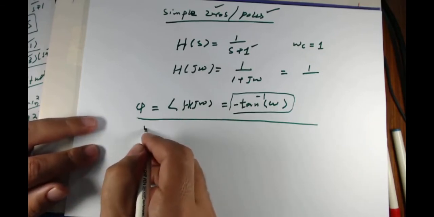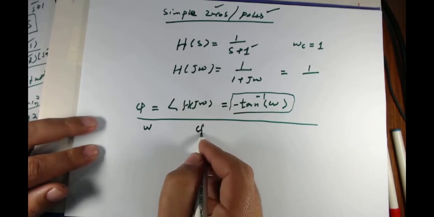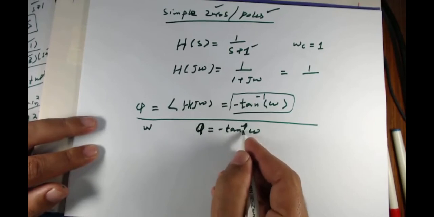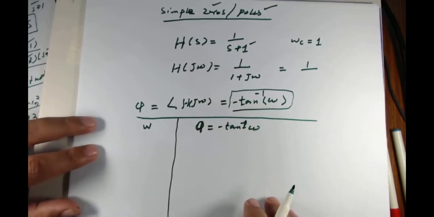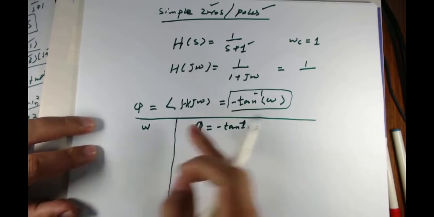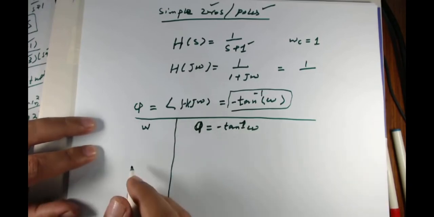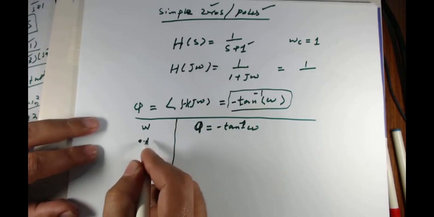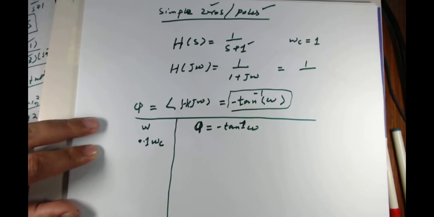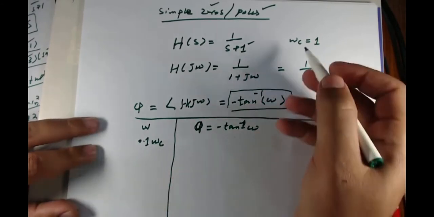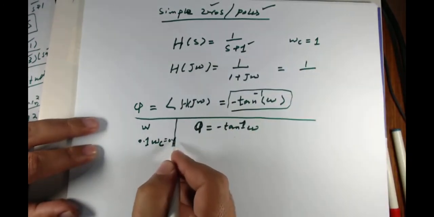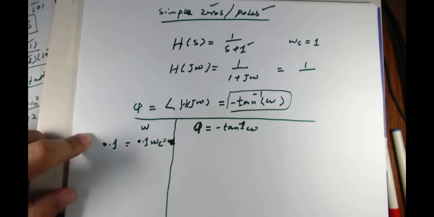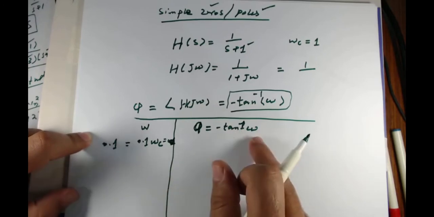Let's say we have omega over here and the phase, which is equal to minus tan inverse of omega. We make a table, put different values of omega here and find the tan inverse of that omega. Let's say we put omega equal to 0.1 times omega c. Omega c is 1, so this is equal to 0.1. Now you just need to find tan inverse of 0.1.